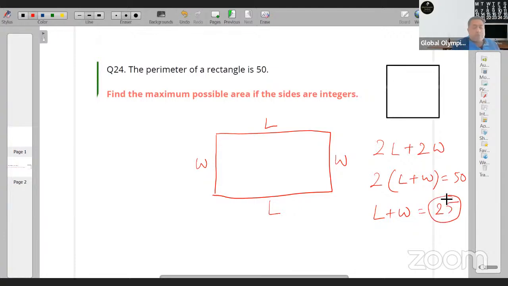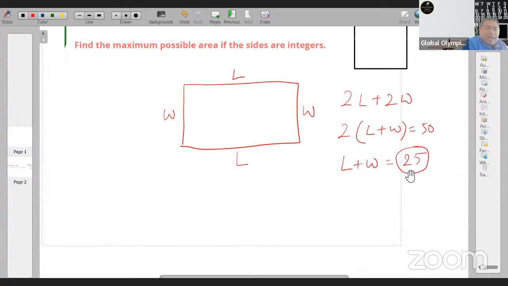Now, this number has to be split in such a way that the product is maximum. And we all know that when the numbers are as close as possible, then the product is maximum. So we know 25 is an odd number, right? So it cannot be split equally. So one will be 13 and the other one will be 12. So 13 times 12 is 156. That's it.